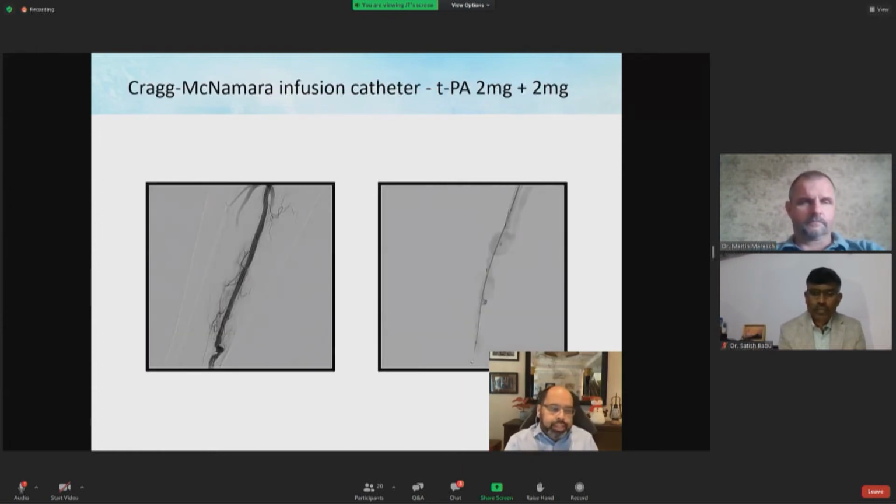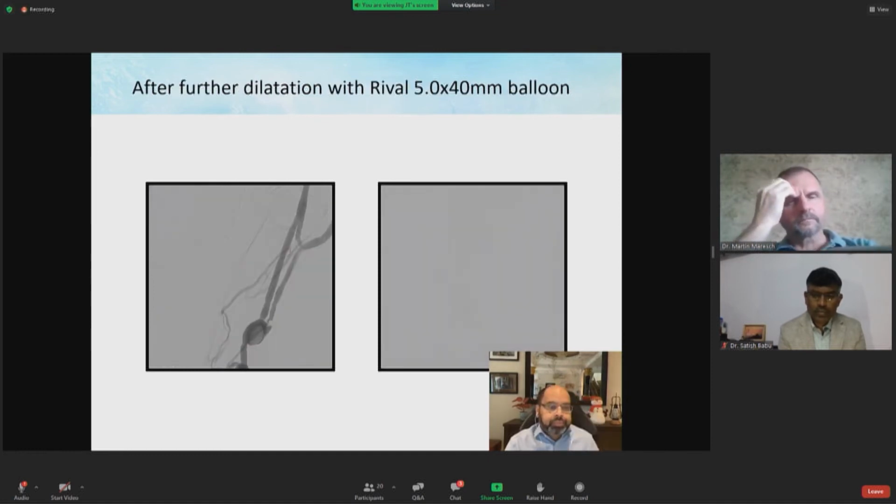We then inserted a Craig McNamara infusion catheter. We injected 2 lots of TPA into the venous limb, and that improved the flow, and some of the thrombus was resolved. So that is us checking the position of the Craig McNamara catheter.